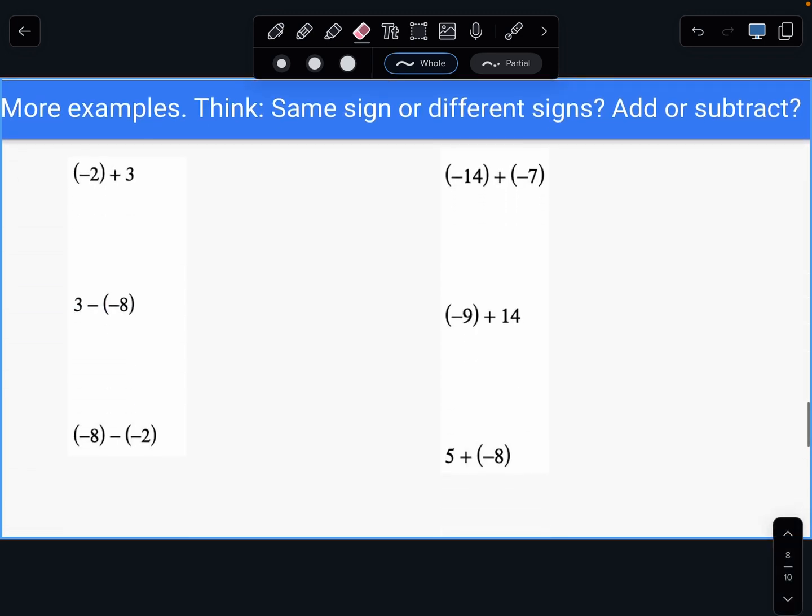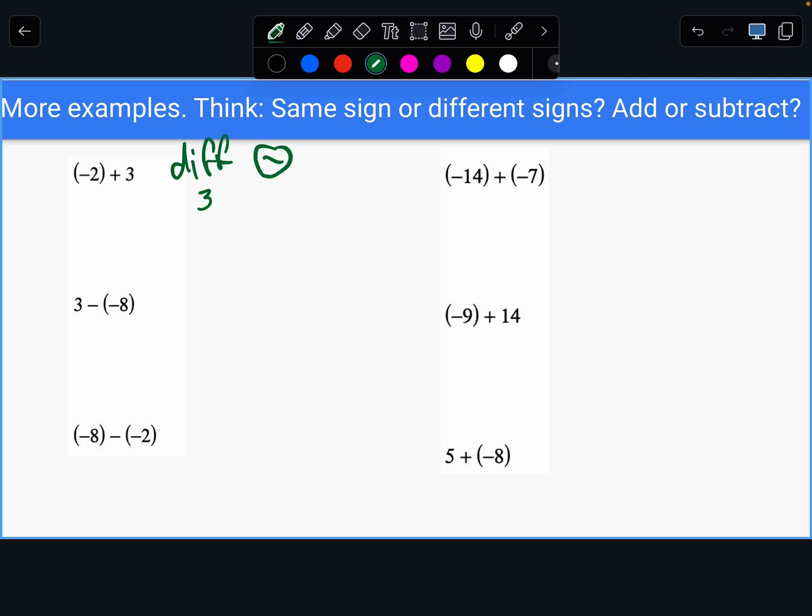Think about them as 2 separate numbers, and what are we going to do with them? Okay, same sign or different sign. Okay, here, -2, +3, same sign or different sign. These are different signs, which means we're going to subtract. Okay, we do 3 minus 2, which is 1.